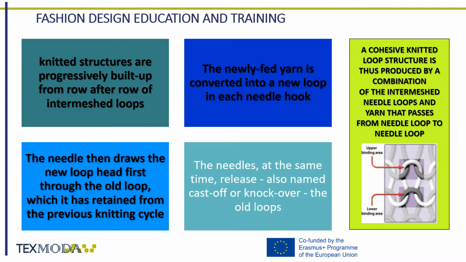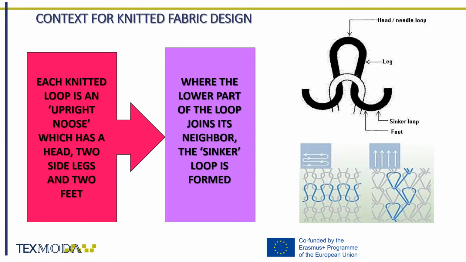Knitted structures are progressively built up from row after row of intermeshed loops. A cohesive knitted loop structure is produced by a combination of the intermeshed needle loops and yarn that passes from needle loop to needle loop. Each knitted loop is an upright nose which has a head, 2 side legs, and 2 feet. Where the lower part of the loop joins its neighbor, the single loop is formed.